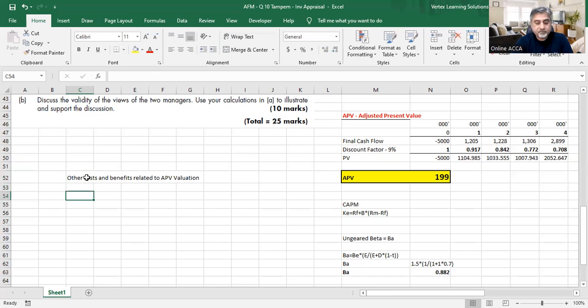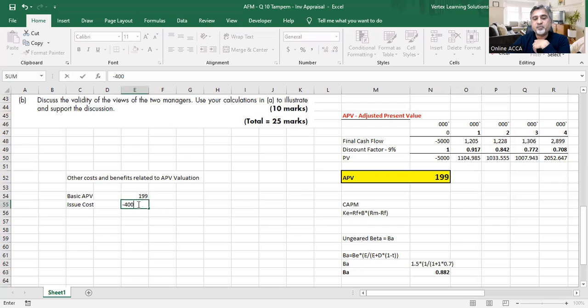So I say my basic APV is 199,000, but I don't have money and I have to issue the bonds, issue the debt. So I've got my issue costs here. Do you have cash? No, I don't have. You assume that if I had cash, this project would have given this, but you don't have cash. So let's start here. This is the project, 100% without debt. But then you say, if I issue the debt, what is the cost? That is 400,000, the cost of issuing the debt.